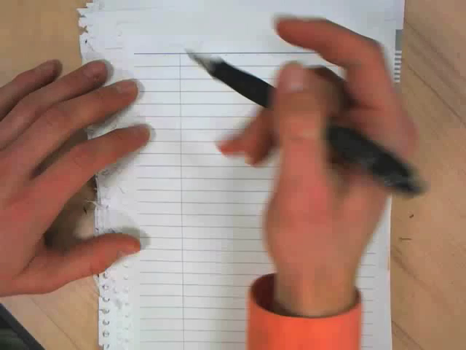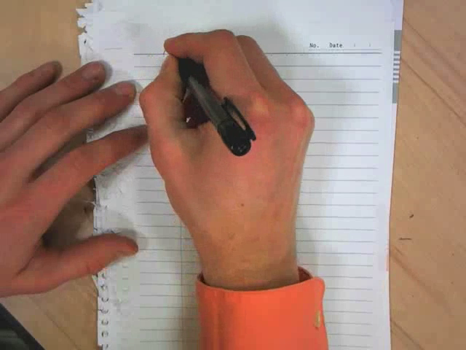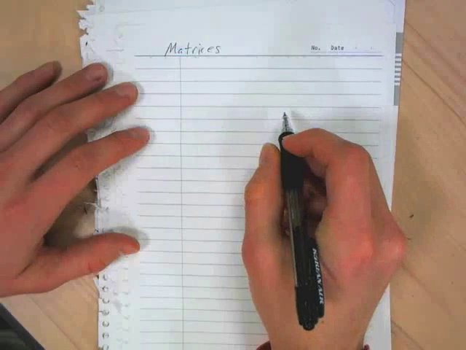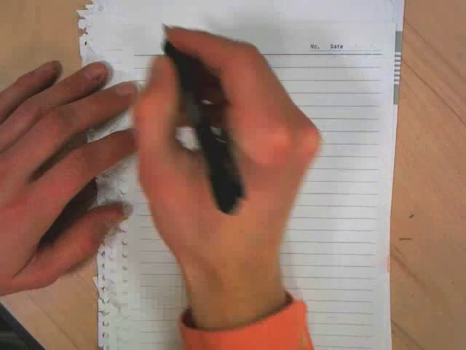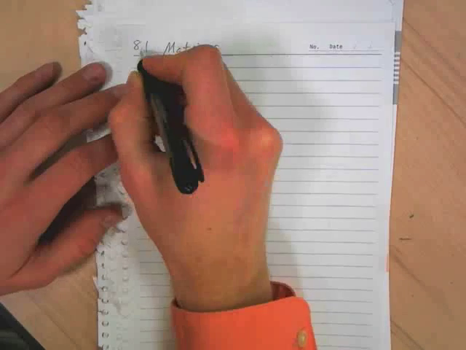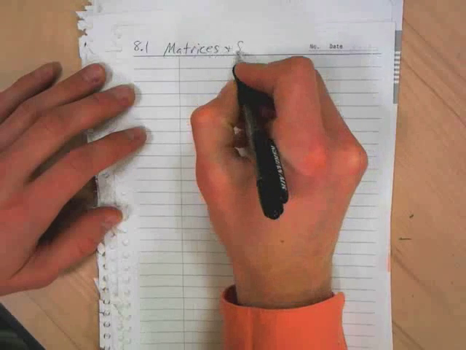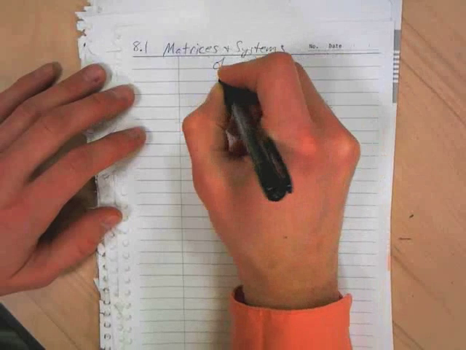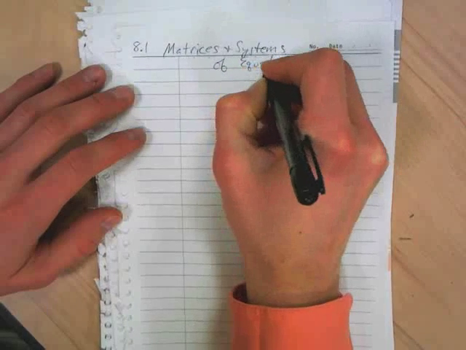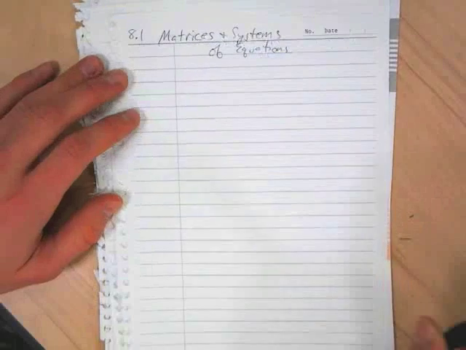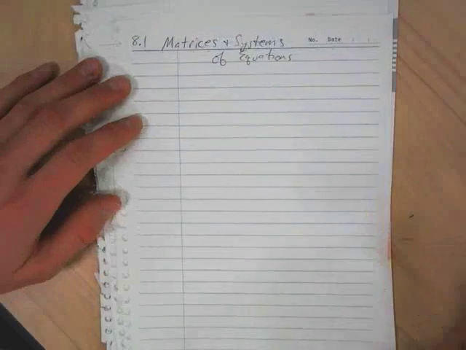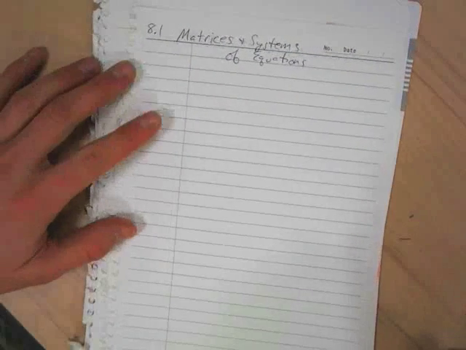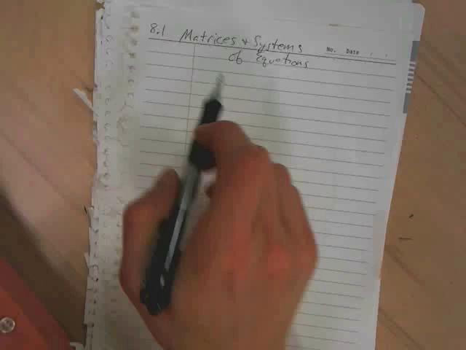This is going to be all about matrices. This whole chapter is about matrices. Section 8.1 relates to how matrices and systems of equations are related. Okay. Before we get into talking about systems at all, just a few housekeeping things to remind you.